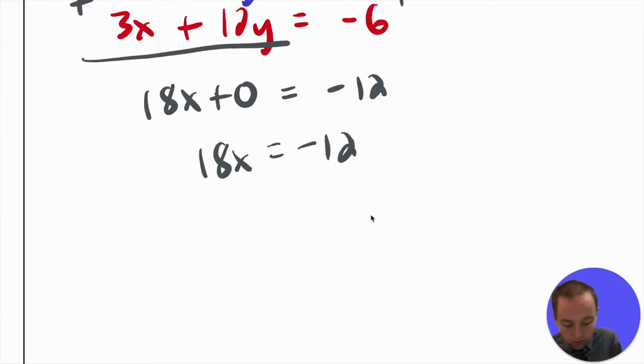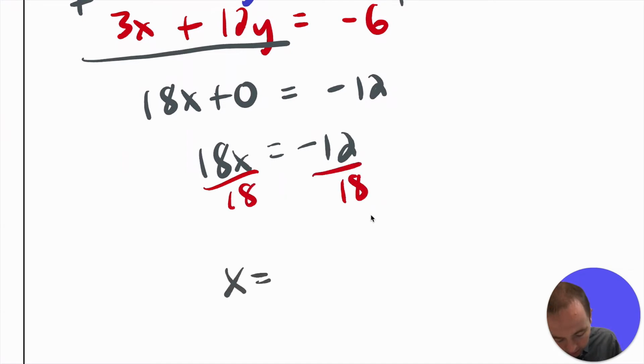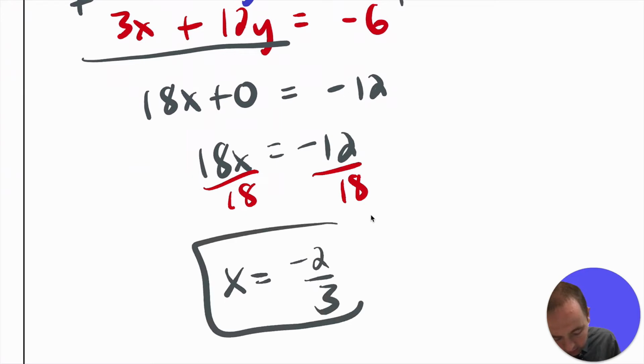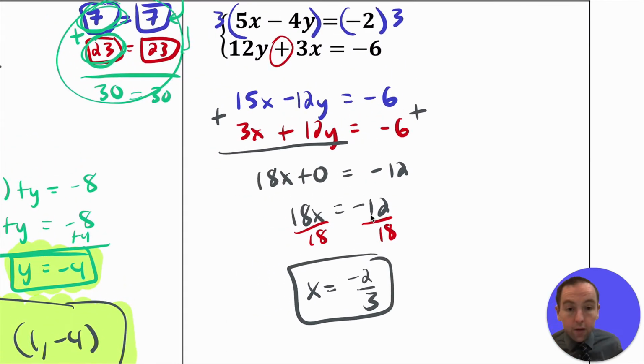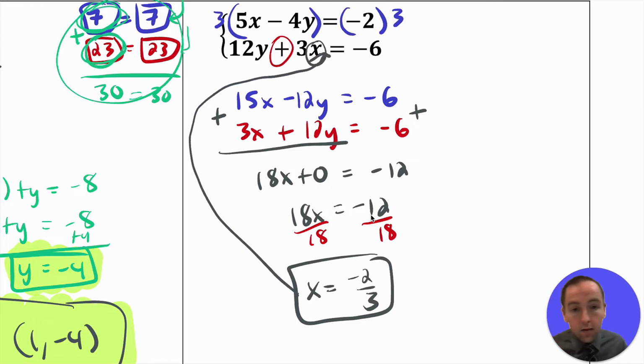And then it's just pretty slick. From here you can just divide by 18, and then you're able to reduce your fraction to become negative 2/3, and that gives you your x value. So with that, you can substitute that back into one of the original equations and then get your y value. So I'm going to go ahead and substitute it in for the x in the second equation.